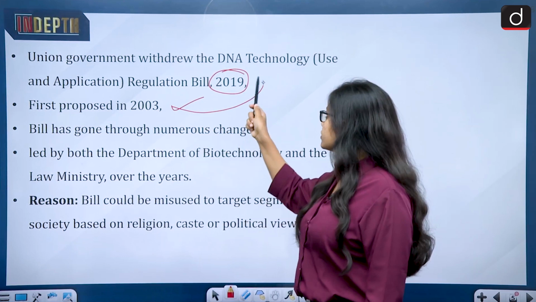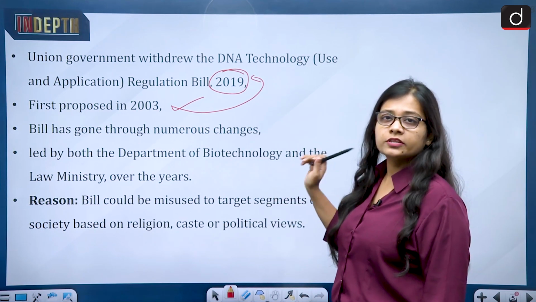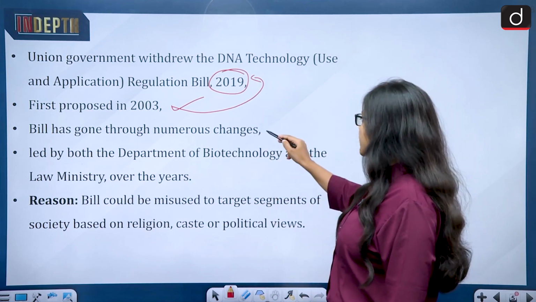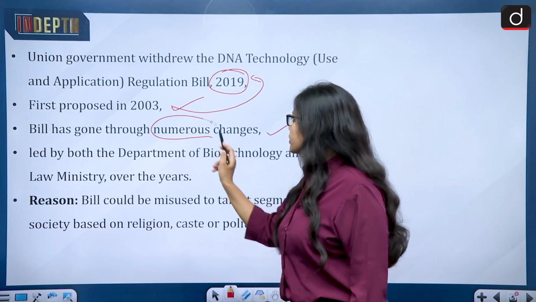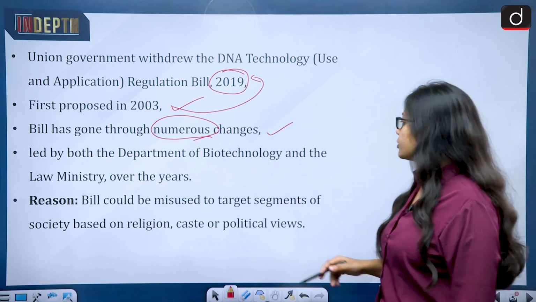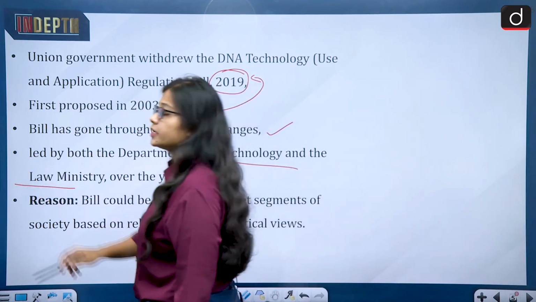So since 2003 the bill has been in the news, and in 2023 in the Lok Sabha session it has been withdrawn. Till now the bill has gone through numerous changes, and these changes have been led by both the Department of Biotechnology and the Law Ministry over the years.